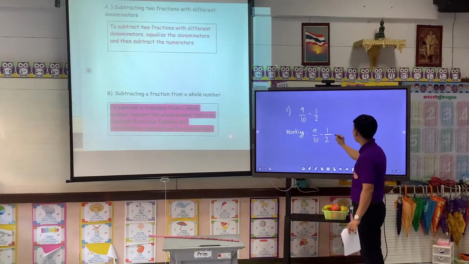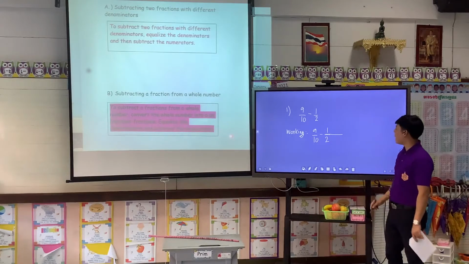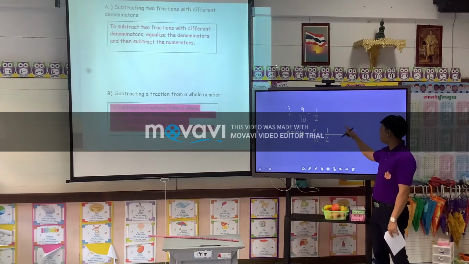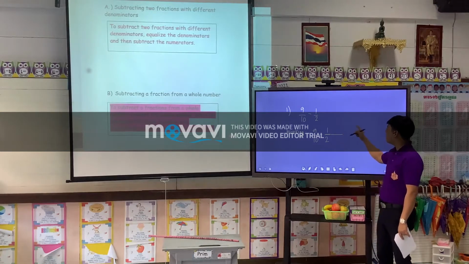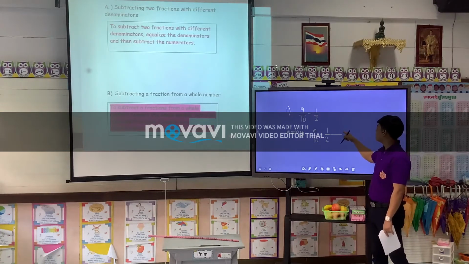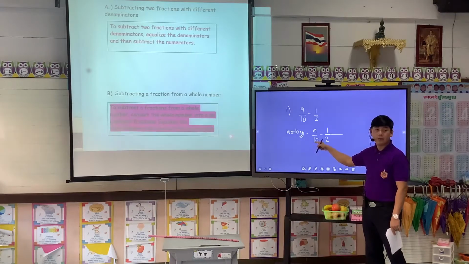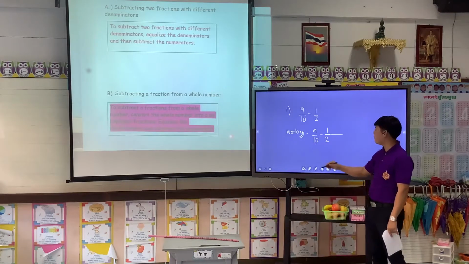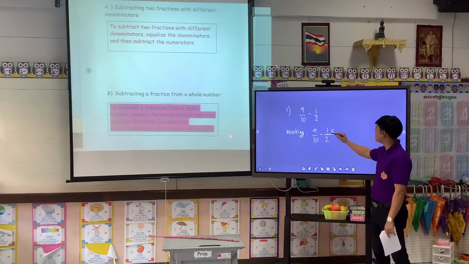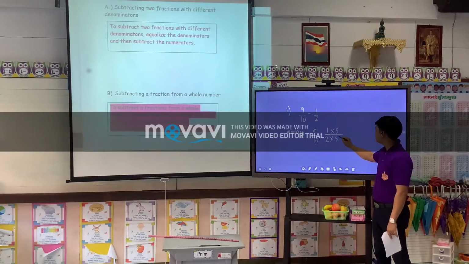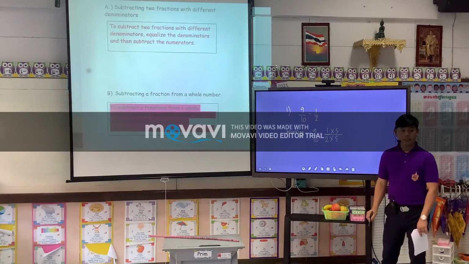1/2. So what number can we multiply to equalize the denominator to 10? What do you think? What number? So 1 times 5, 2 times 5. Is it correct?